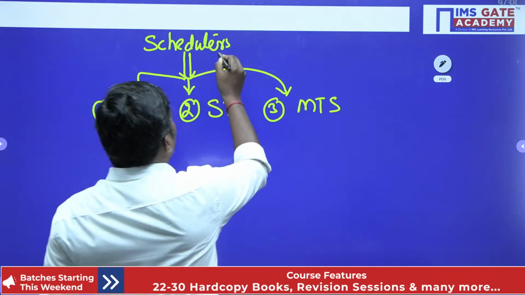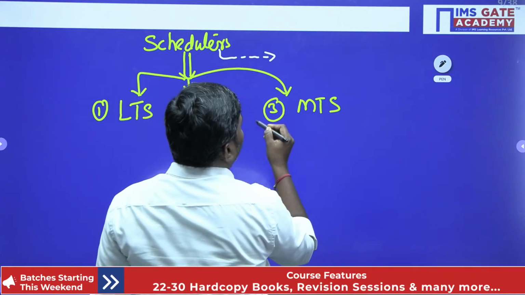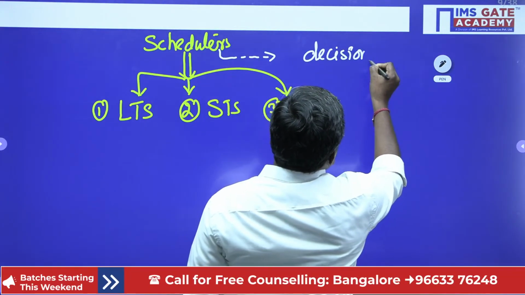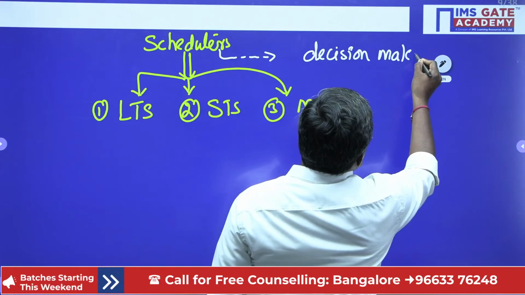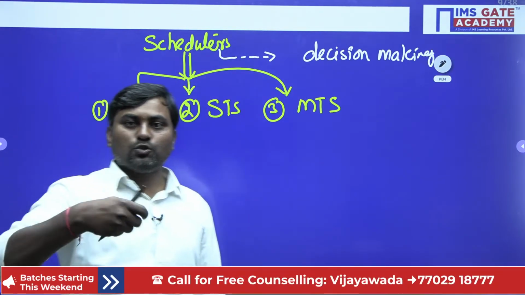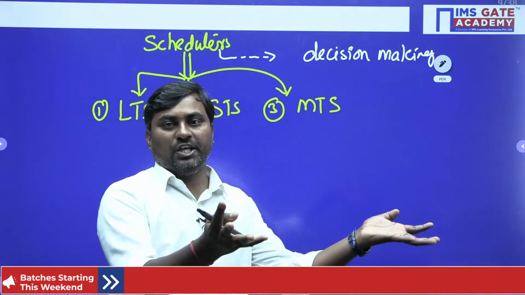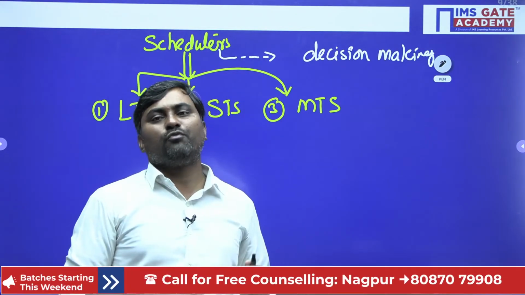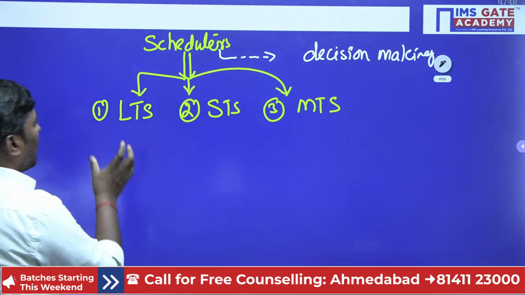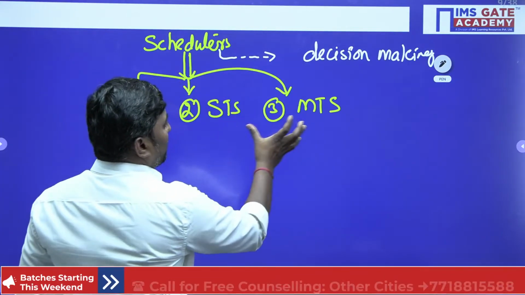What is the purpose of a scheduler? The purpose of a scheduler is decision making. Decision making means a scheduler has to pick a process from some servicing queue and assign it to the resource. That is the functionality. So the schedulers are the long term scheduler, short term scheduler, and medium term scheduler.